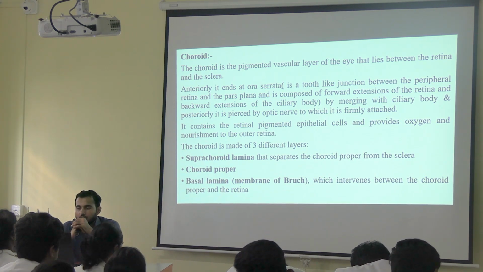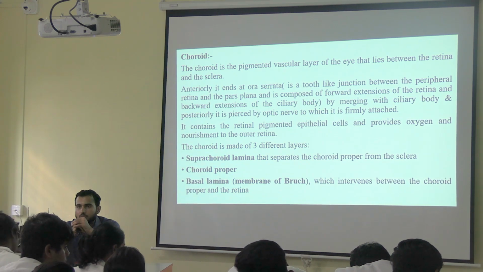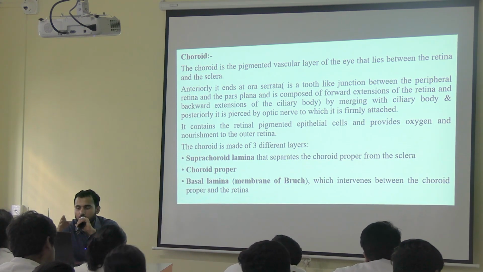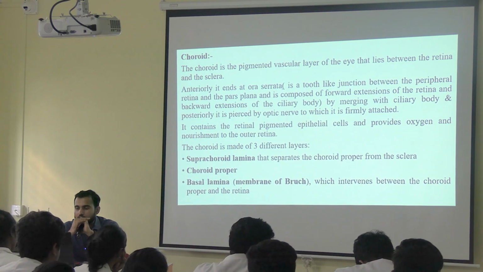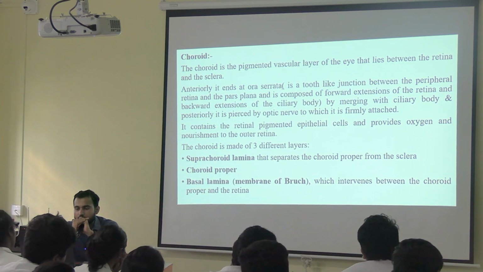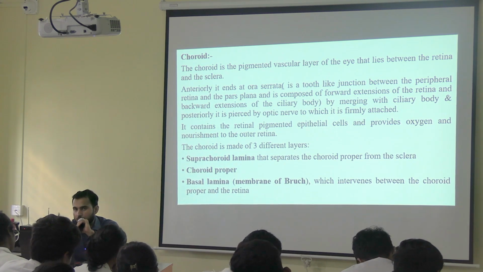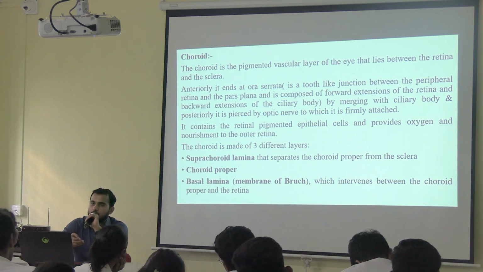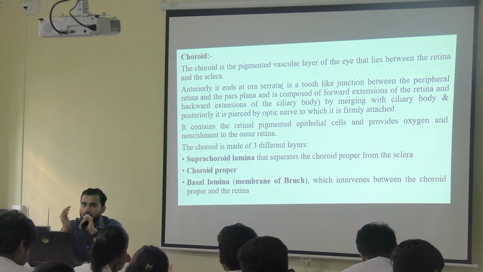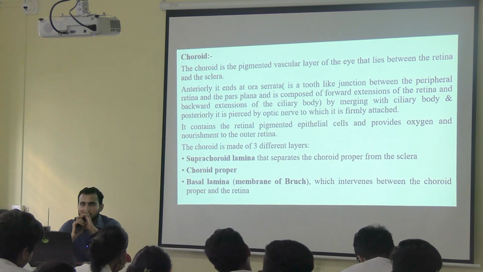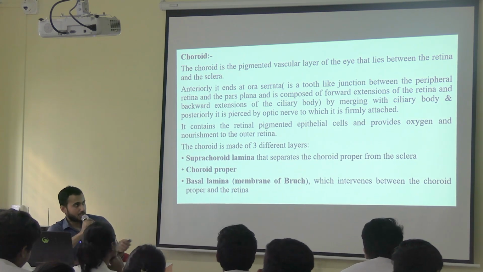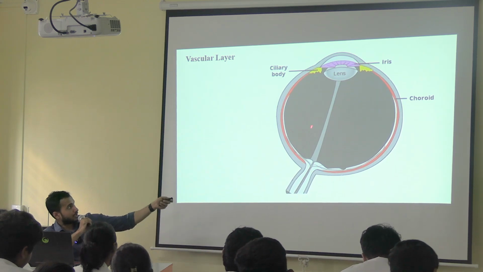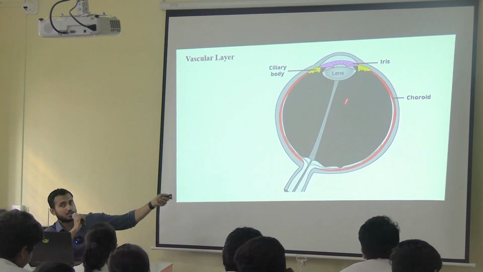Next, the choroid is merging with the ciliary body, and posteriorly it is pierced by the optic nerve. So posteriorly the optic nerve is coming out. When it comes out, it has to pierce the choroid. It has to pierce the sclera also. For your reference, let me show you the diagram. Can you see the optic nerve? This is not the optic nerve, okay? Don't think that this is the optic nerve.